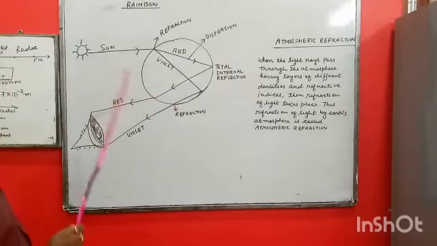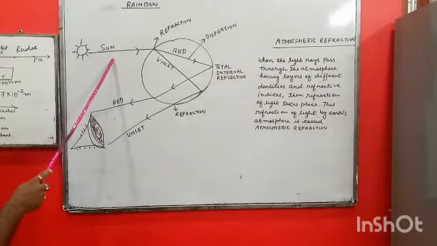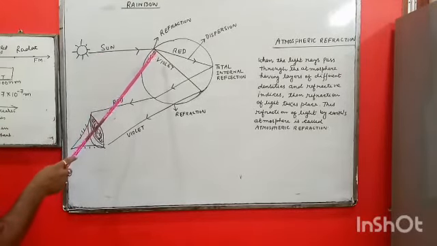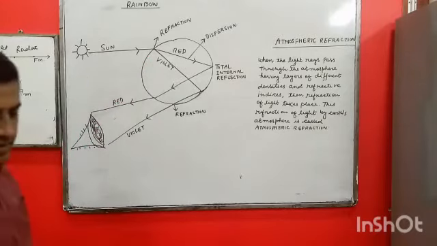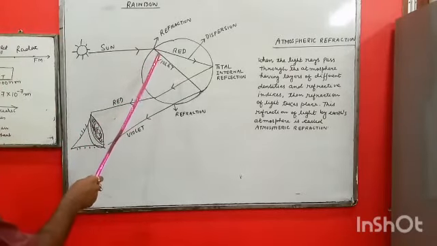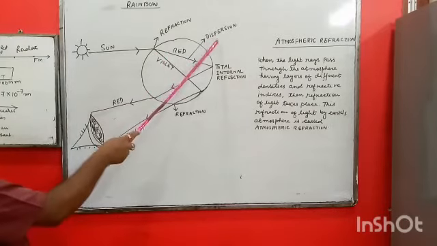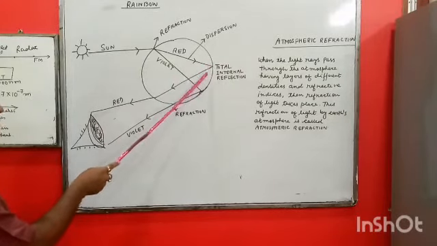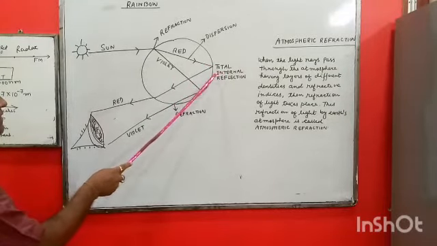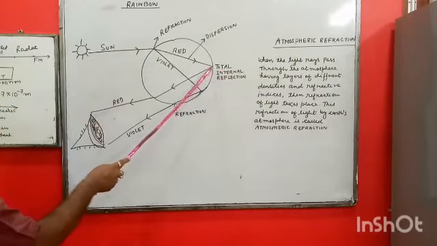Now, the cause of rainbow is what? When the white light from the sun enters the droplets of water suspended in air, first what? Refraction takes place. After that, it splits up into 7 colors, that is dispersion, and falling at this face, total internal reflection takes place.